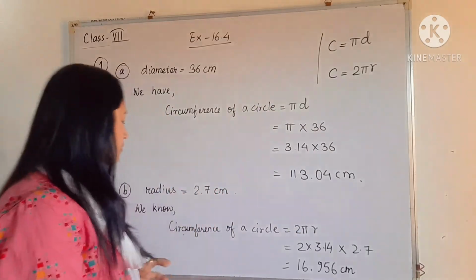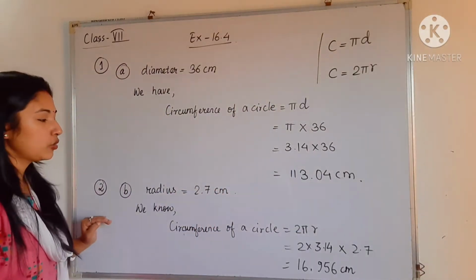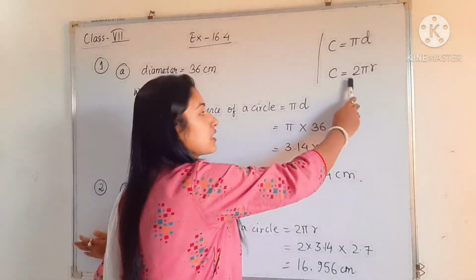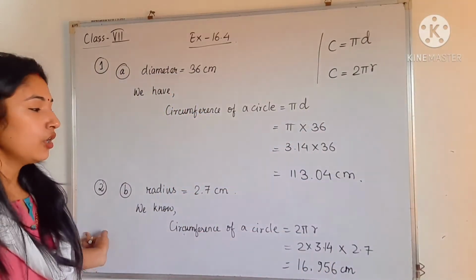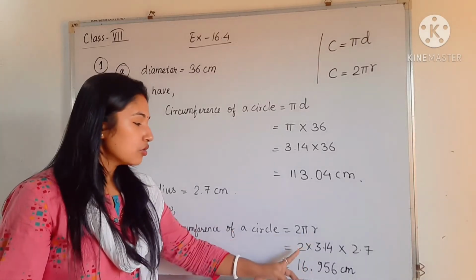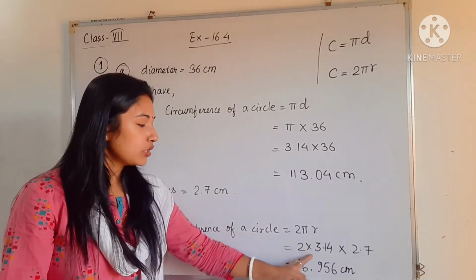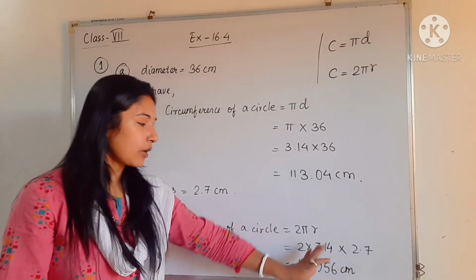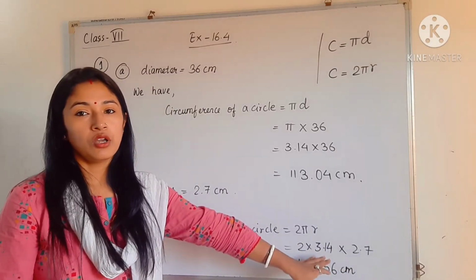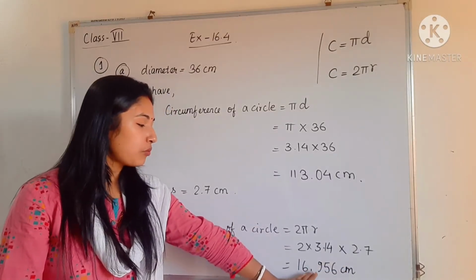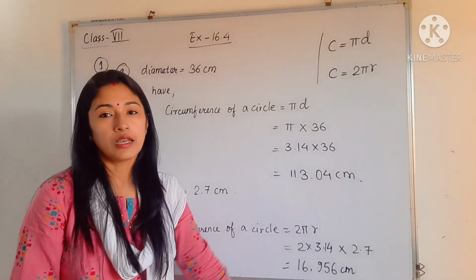Similarly, in the next question, number 2, the radius is given. That means we can use the second formula, 2 pi r. So 2 into pi into r. The value of pi is 3.14, so 2 into 3.14 into 2.7. I am using 3.14. After multiplying we get 16.956 centimeter.